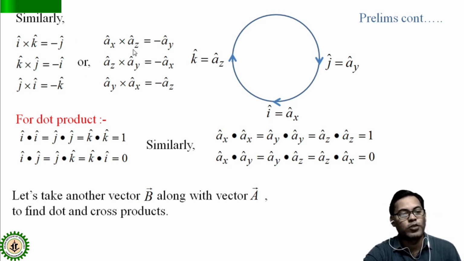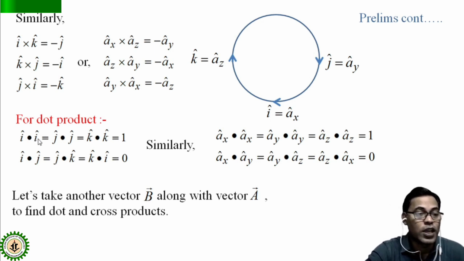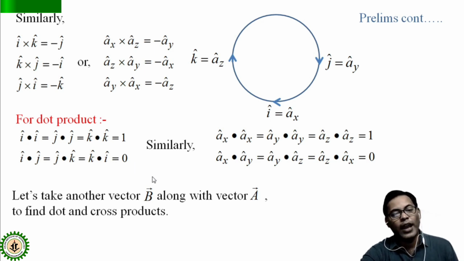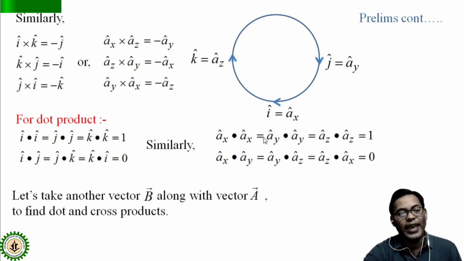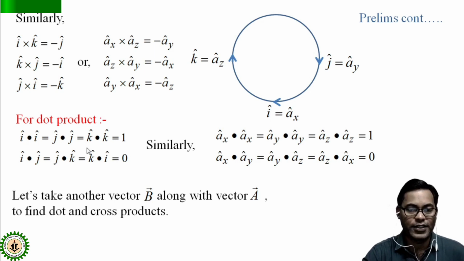Now if we want to find the dot product of the unit vectors, you can see that i dot i will be equal to 1, because cos theta is cos 0, which is 1. Similarly j dot j will be 1, and k dot k will be 1. And for i dot j, the angle is 90 degrees, so cos 90 is 0, which is why i dot j will be 0, and j dot k and k dot i will also be 0. Now we can replace i, j, k again by ax, ay, az, but the formula remains the same to calculate the dot product of the unit vectors.